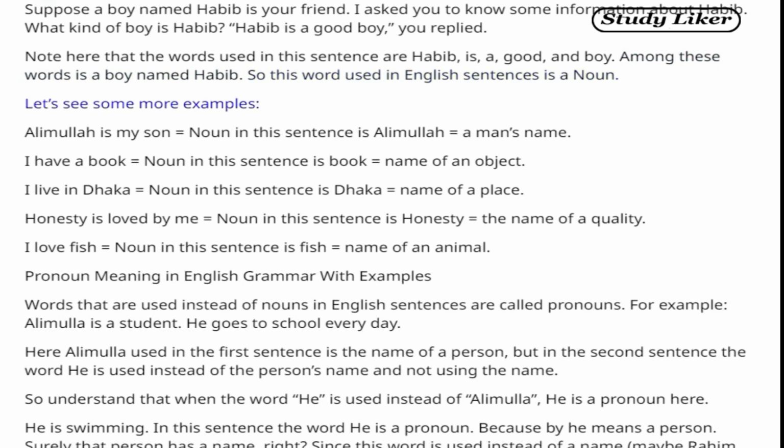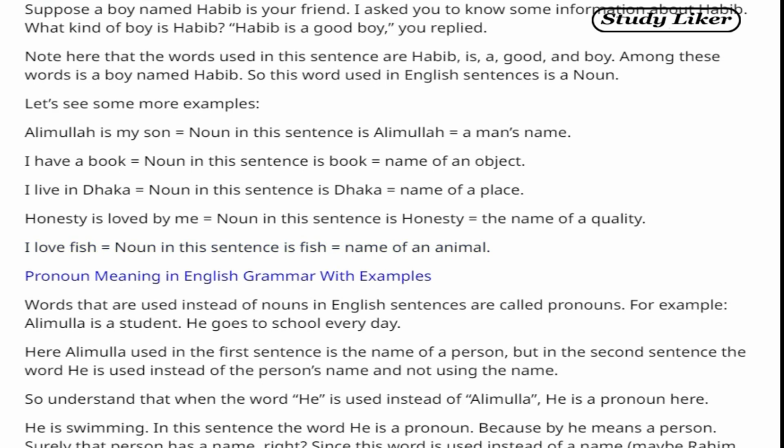Let's see some more examples. Alimullah is my son: the noun in the sentence is Alimullah, a man's name. I have a book: the noun in the sentence is book, the name of an object. I live in Dhaka: the noun is Dhaka, the name of a place. Honesty is loved by me: the noun is honesty, the name of a quality. I love fish: the noun is fish, the name of an animal.